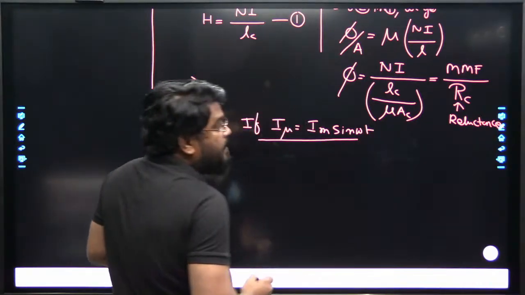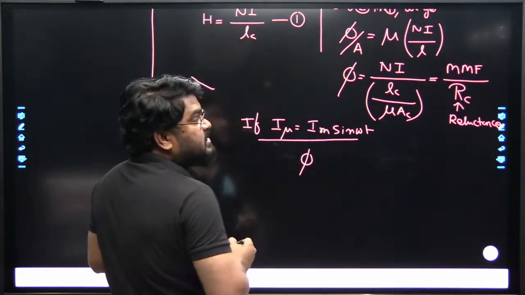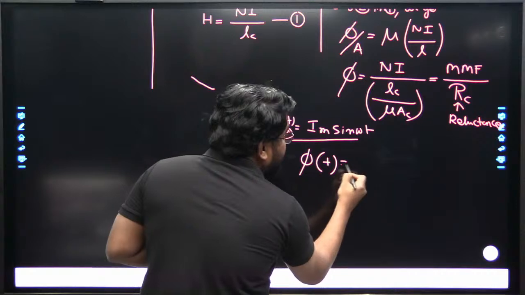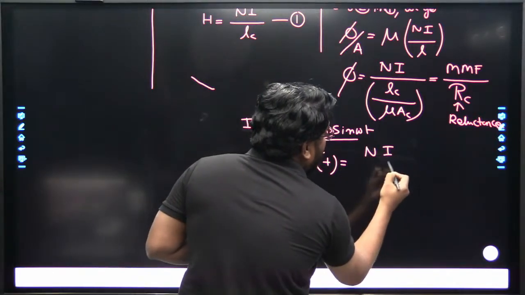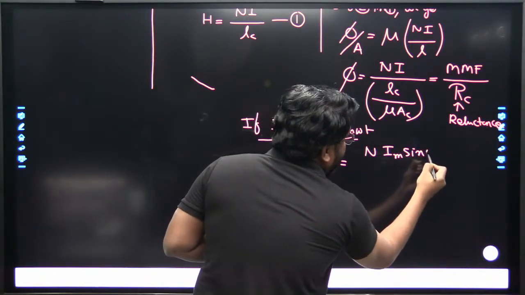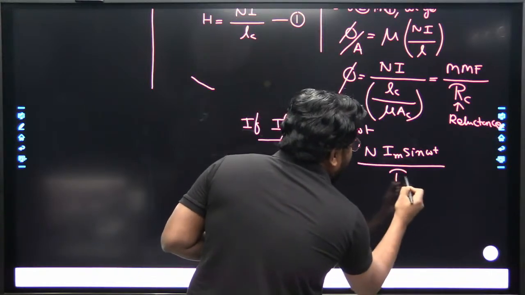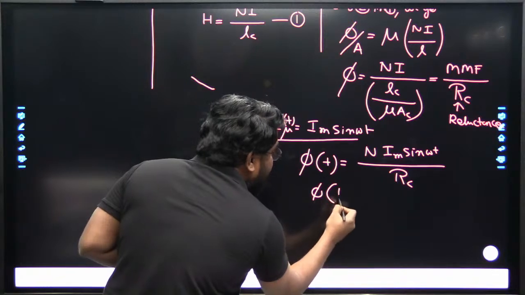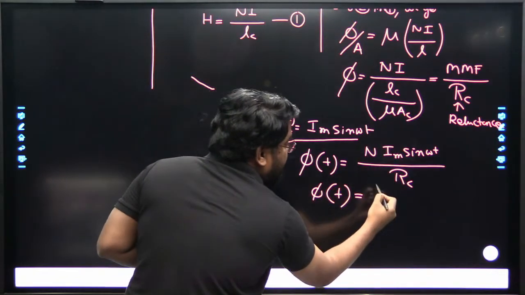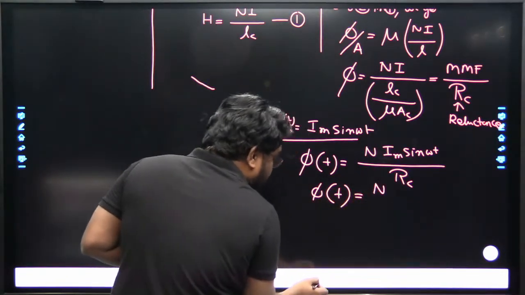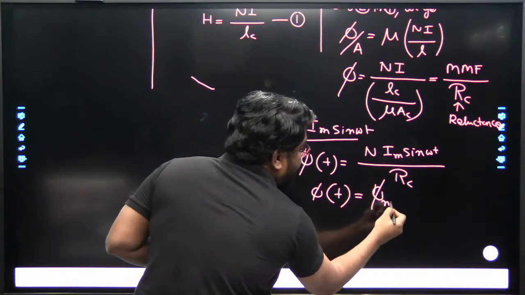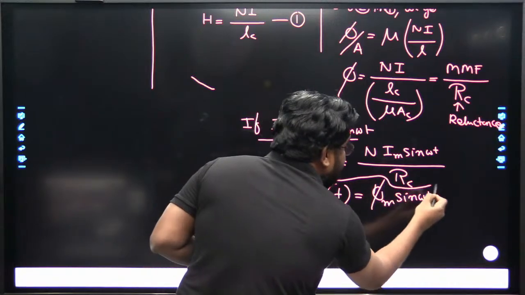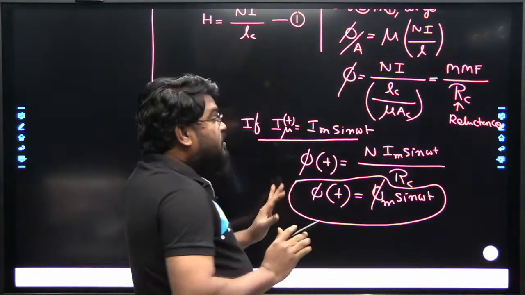So then what will happen? The flux phi of t is equal to the number of turns, I_m sin omega t, divided by the reluctance of the core. Now simplify this: phi of t is equal to phi maximum sin omega t. So this type of flux you can say has a relative time variation.